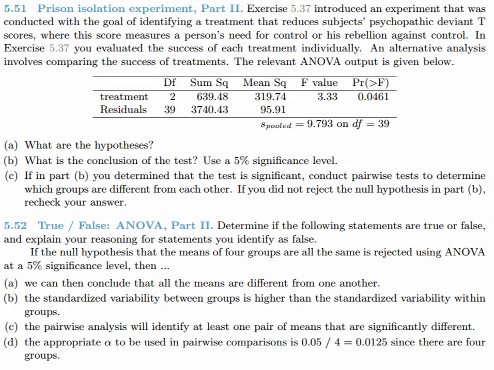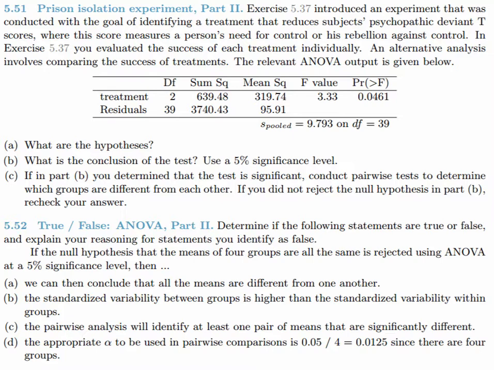Greetings, welcome to the video 5.51 Prison Isolation Experiment Part 2. Exercise 5.37 introduced an experiment that was conducted with the goal of identifying a treatment that reduces subjects' psychopathic deviant T-scores, where the score measures a person's need for control, or his rebellion against control.